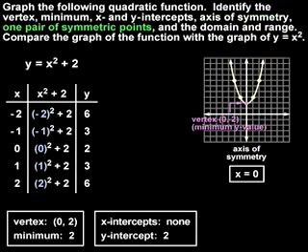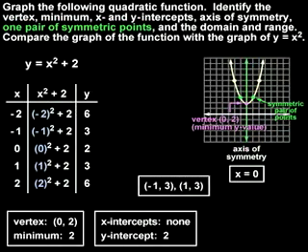Next, we're asked to find one pair of symmetric points. We can see from the graph that the points shown in green represent a symmetric pair in relation to the y-axis, or the axis of symmetry, and these points have the coordinates -1, 3, and 1, 3.